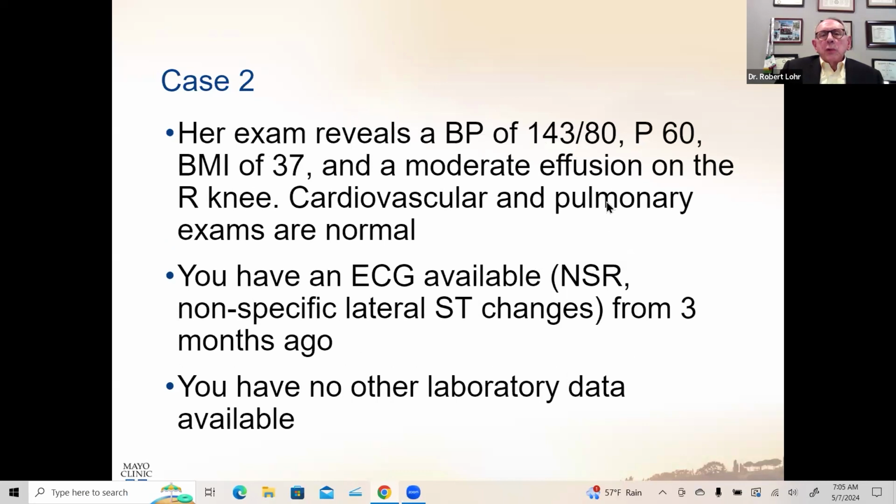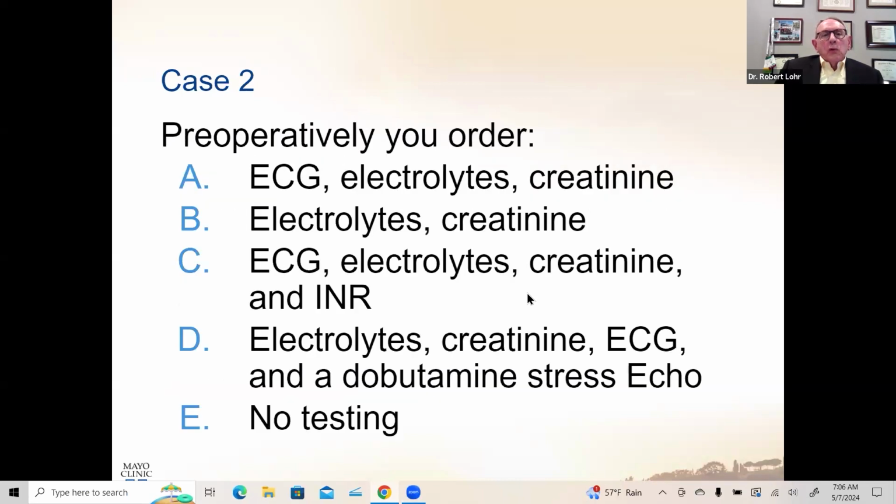Her exam reveals a little bit borderline blood pressure. It's a little higher than we'd like. She also is heavier than she should be with a BMI of 37. She had an effusion in her right knee, but her heart and lung exams are normal. You have an ECG, which is pretty non-specific, and it's 3 months ago, and it is stable. So it's not yesterday, but a relatively recent tracing. And you have no other lab data. So what would you like to do for this patient?